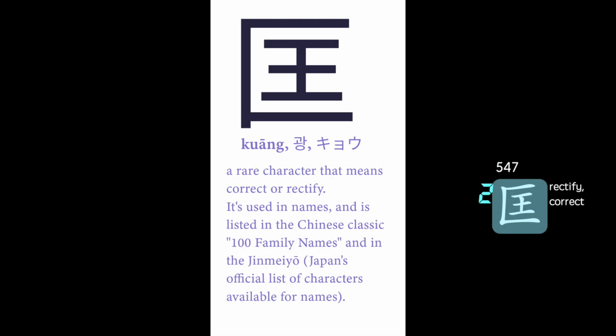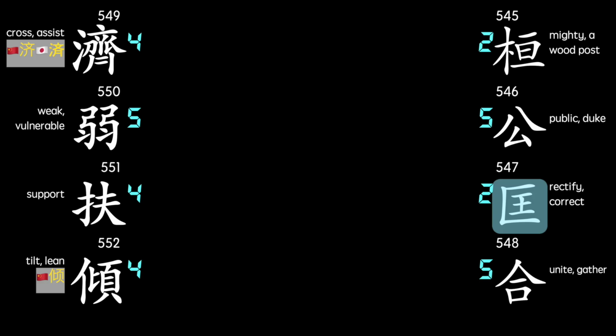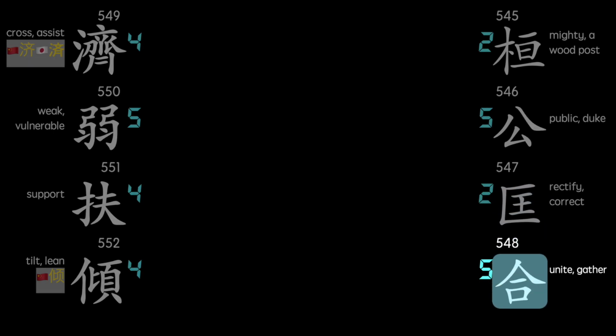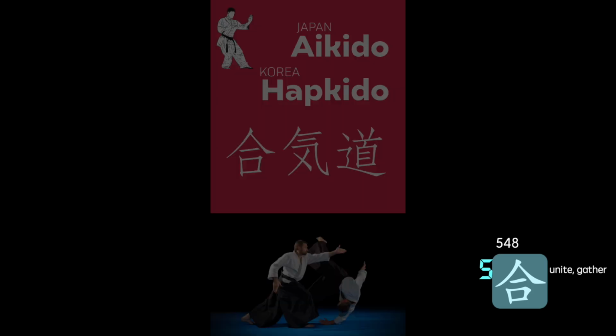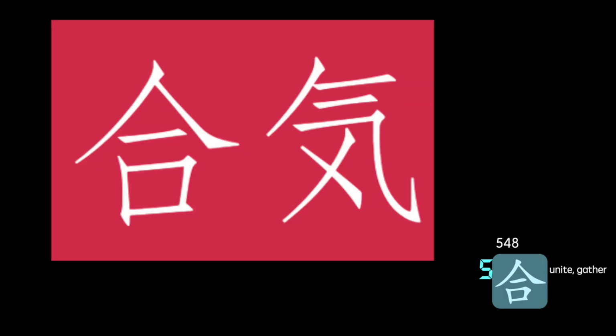And this one is a rare character, even though it looks pretty easy to remember. It's used in names, so it is in both the 100 Family Names Classic and also Japan's Jinmeiyo list of kanji. Those are kanji that are allowable to be used in names. And this character refers to cooperation and combinations. It seems common in sports, and most specifically the martial art Aikido or Hapkido uses this character. This traditional Chinese word, seen here, refers to the unification of energy, and that forms the basis of the name of the martial art.